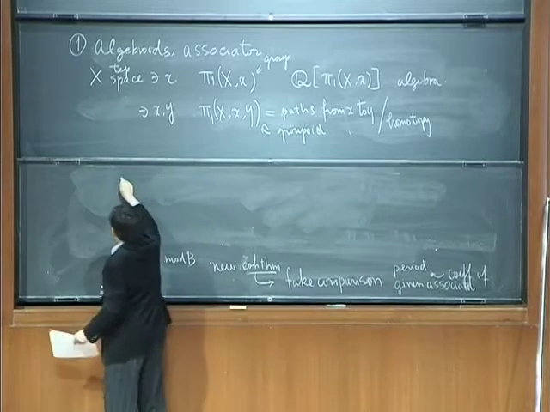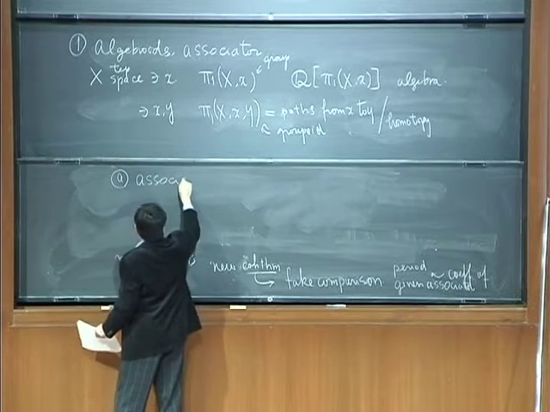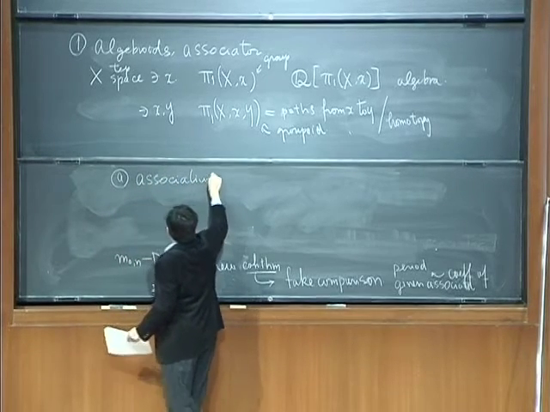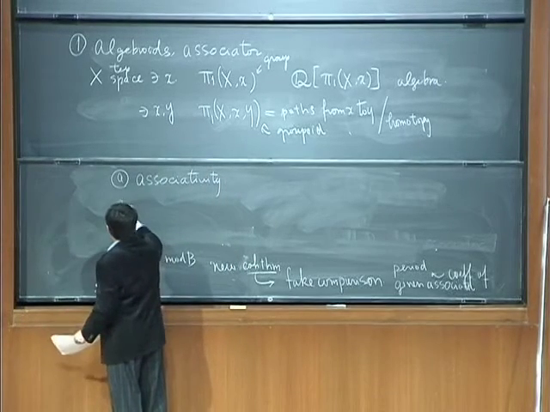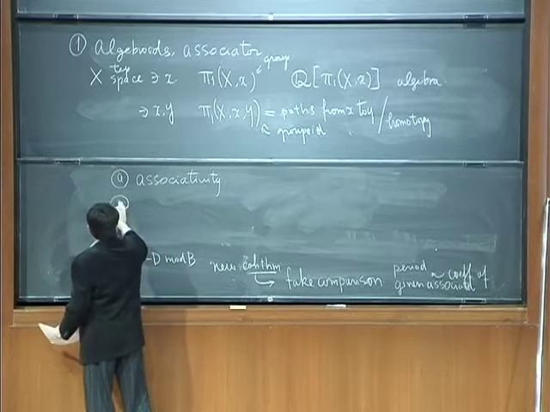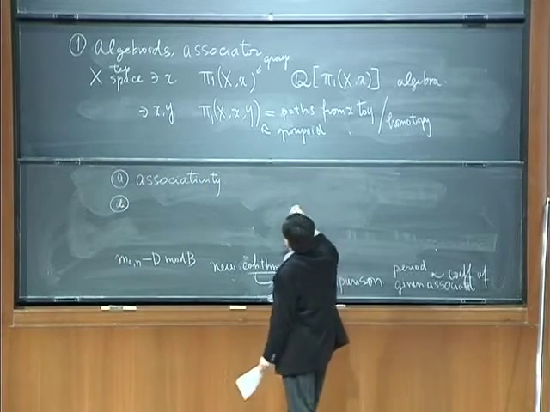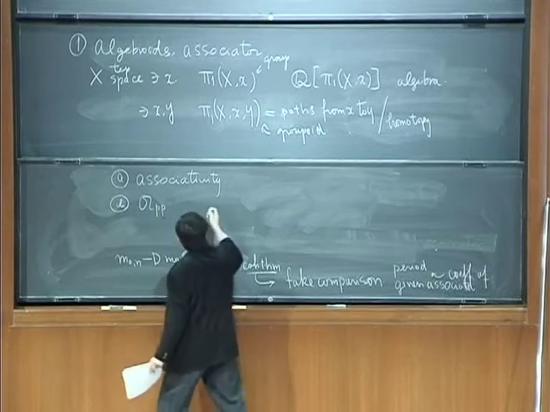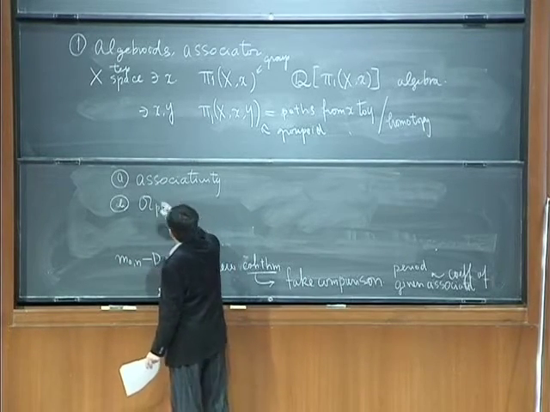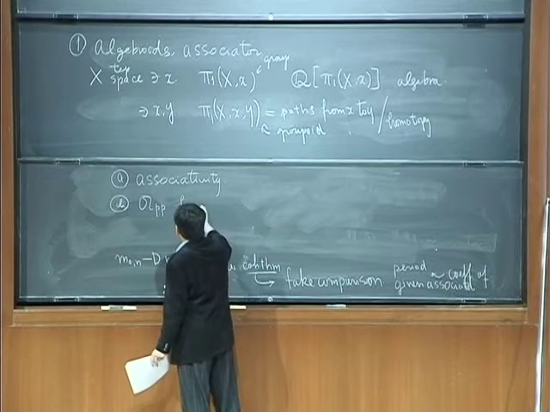First is associativity. And second one is using this data for multiplication, A_PP becomes a ring. And this is, of course, an associative ring, but has unit.